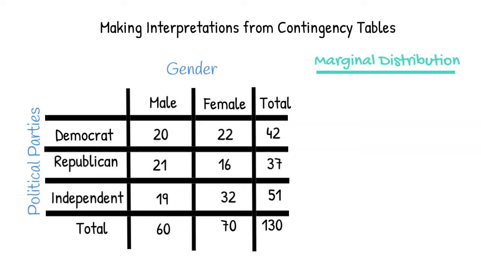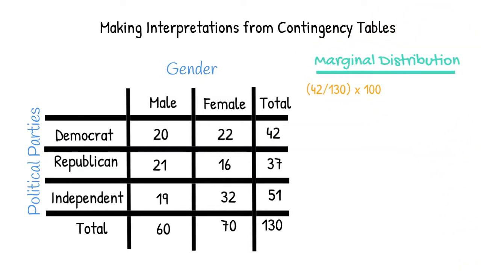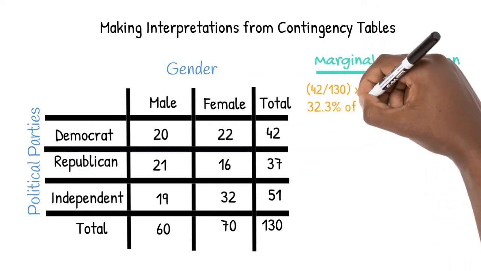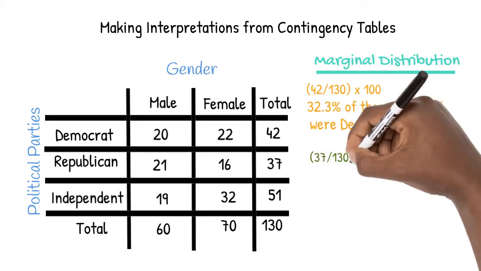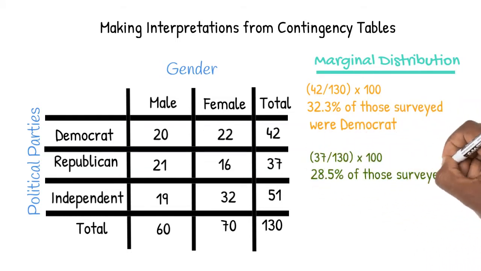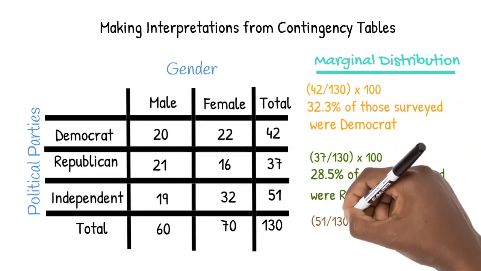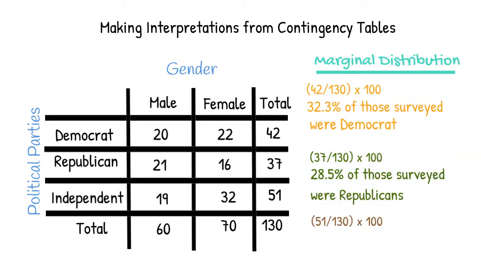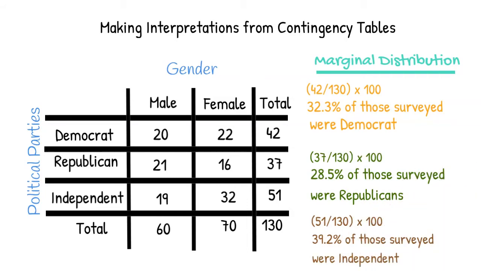Looking at the margin on the right, we see that 42 people out of 130 people overall were Democrat. We multiply that by 100 to see that 32.3% of those surveyed were Democrat. 37 out of 130 people were Republican. 28.5% of those surveyed were Republican. 51 out of 130 people were Independent. 39.2% of those surveyed were Independent.